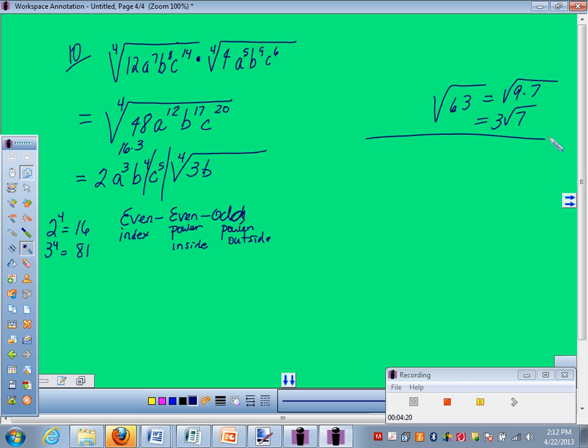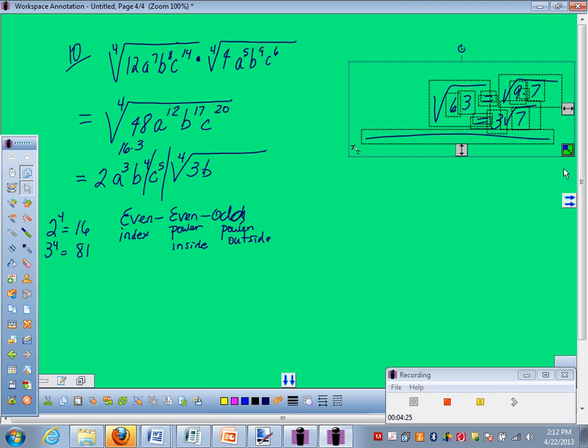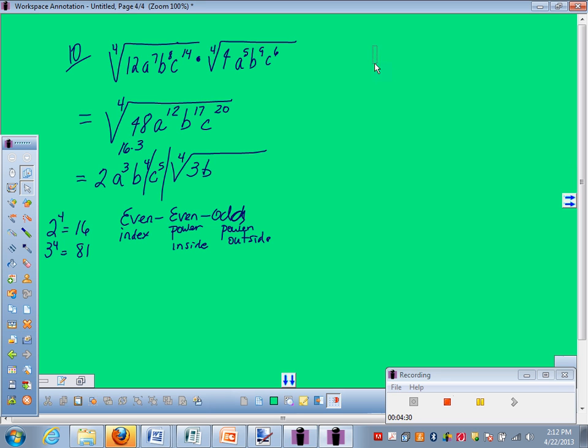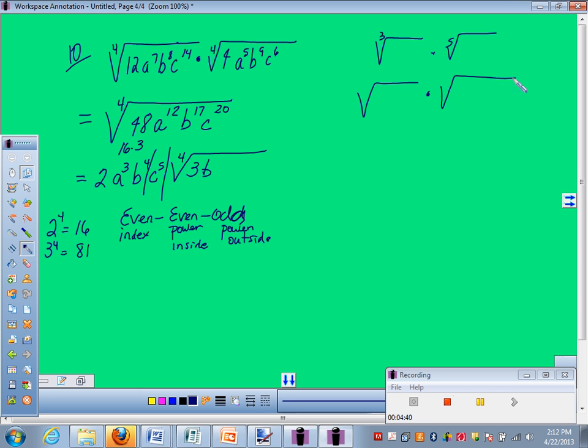On 11, if you have a cube root times a fifth root, what did you have to do? You had to make them common roots, just like you make common denominators. What's in common to 3 and 5? 15. So you're going to make them both become 15th roots.